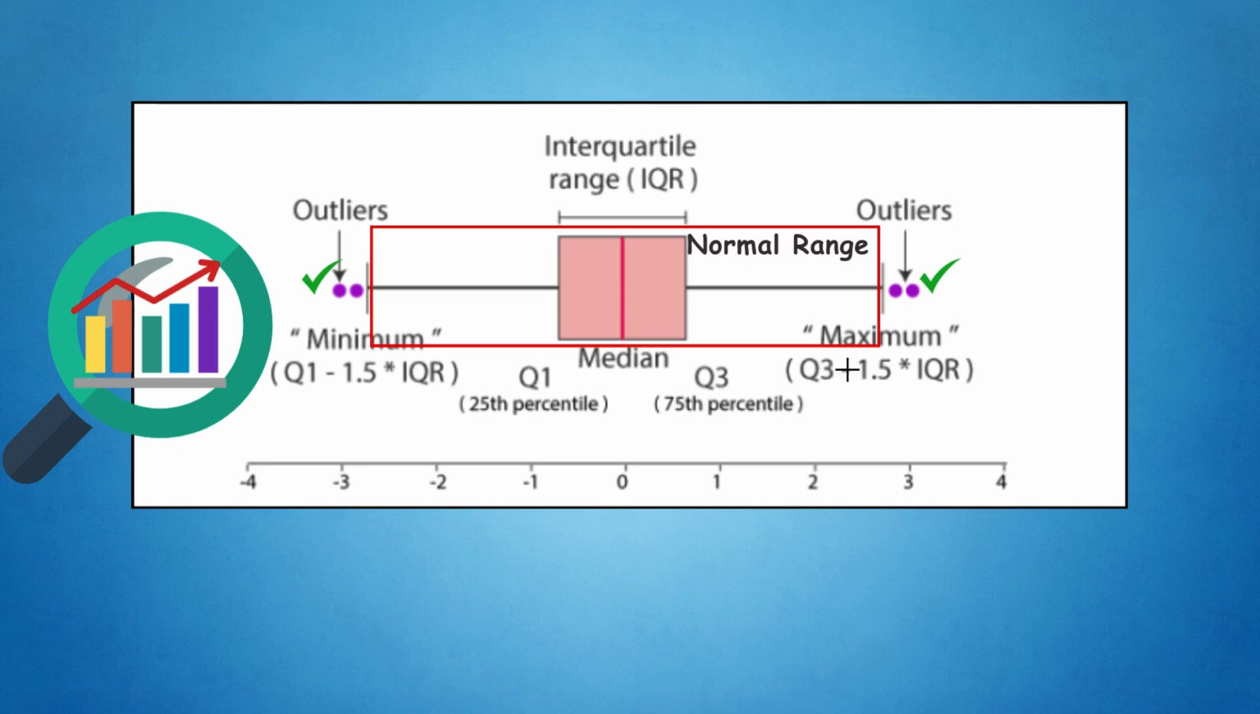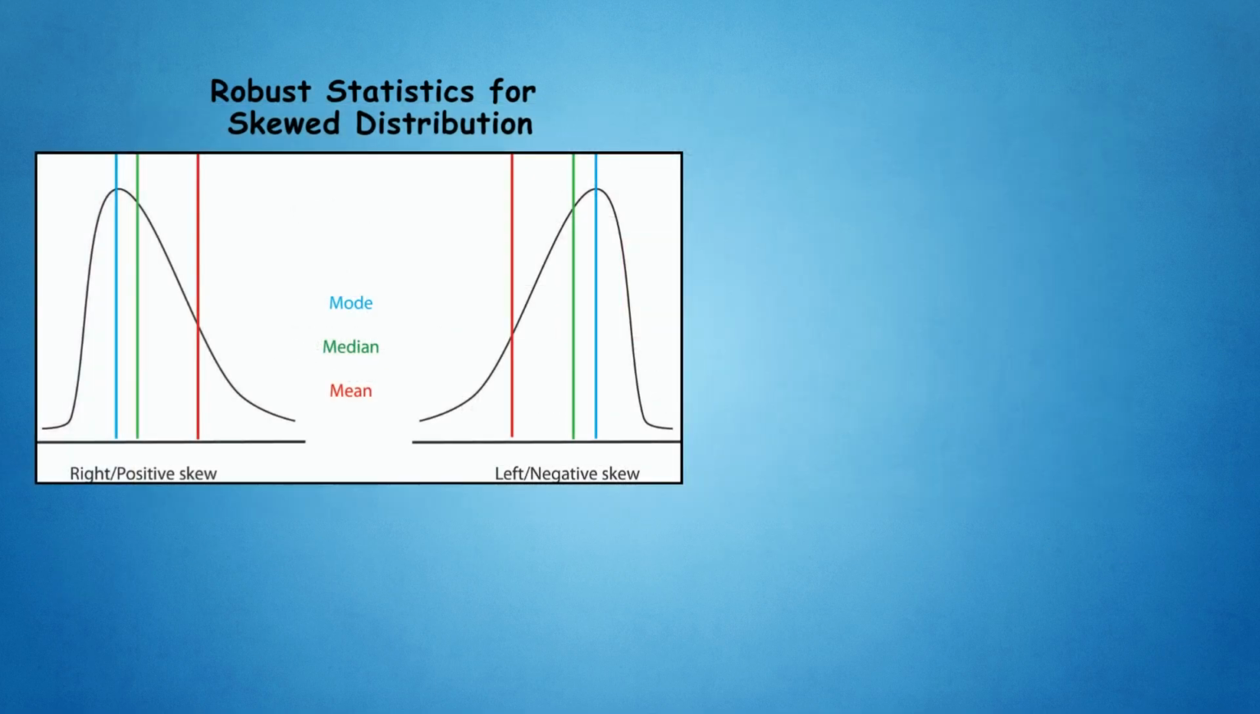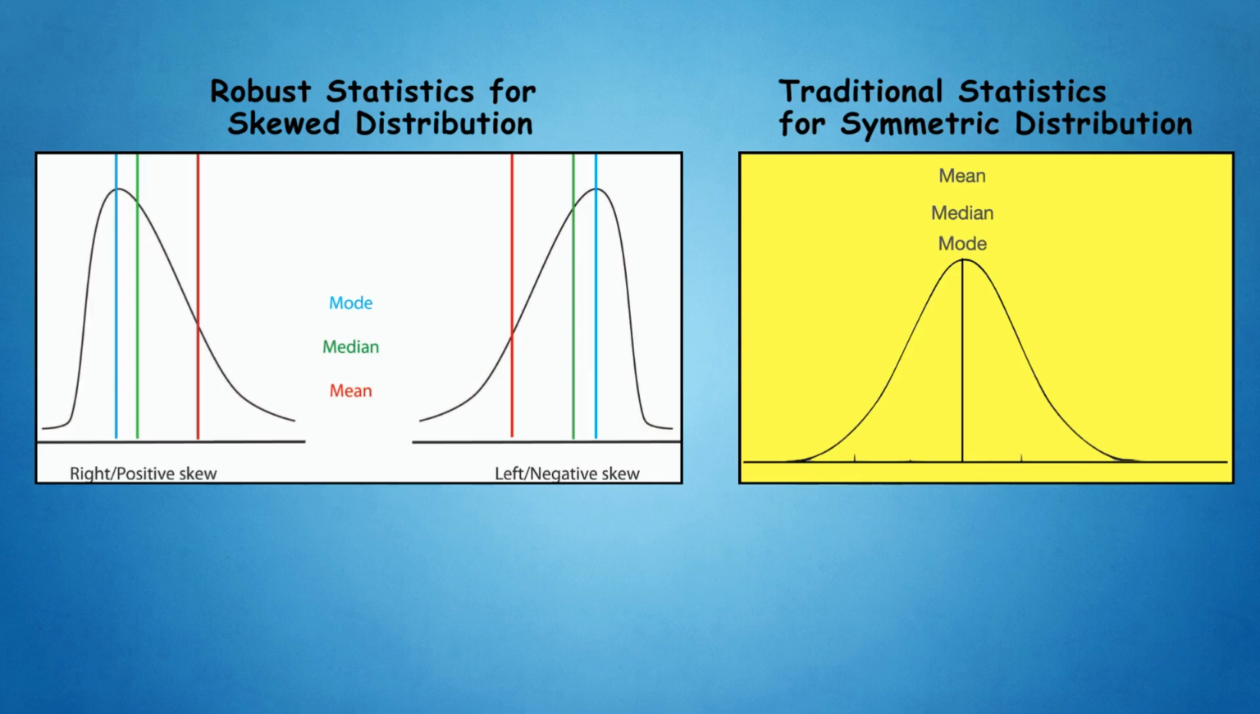Therefore, outliers, as defined by the IQR, can be ignored, leading to more reliable data analysis. In short, robust statistics measurements like the median and IQR are perfect for datasets with skewed or asymmetric distributions, as well as extreme values, while traditional statistics work best for symmetric datasets, which is very rare in real business data.